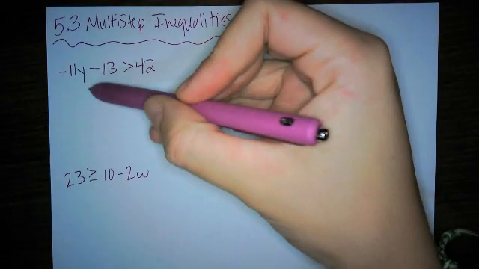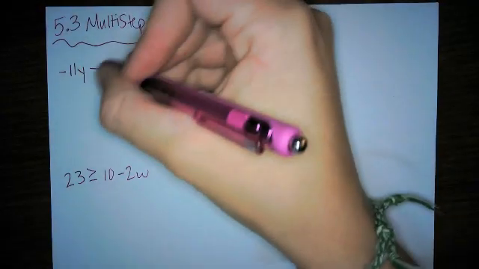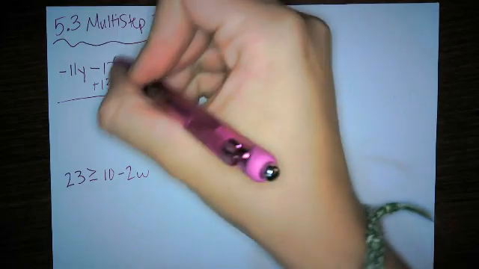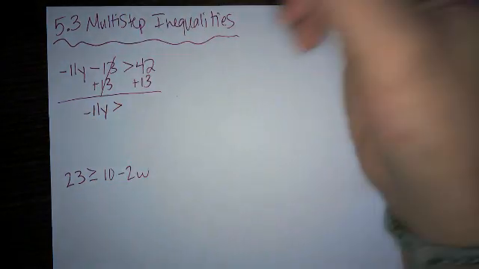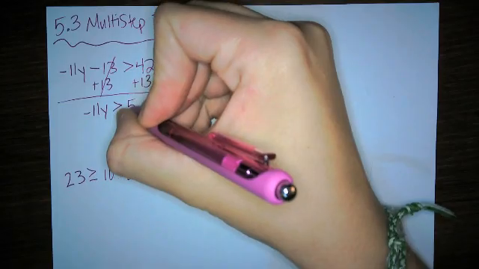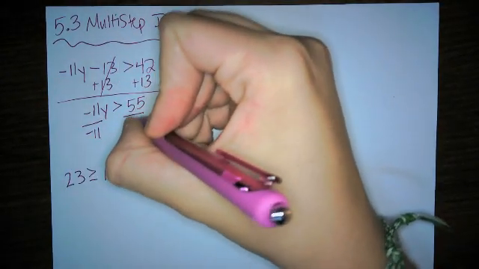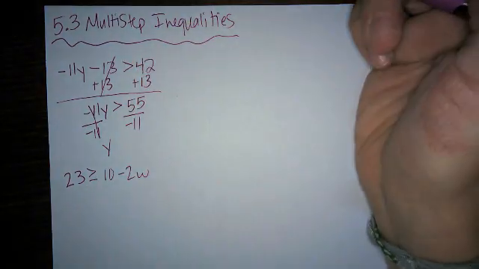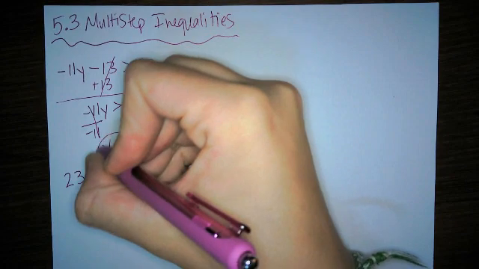Okay, so when solving multi-step inequalities, it's just like solving equations. We want to get our variable by itself. So we would first add 13 to both sides to get rid of that, to give us negative 11y. Since we're only adding, we keep the sign, and this is going to give us 55. I would divide both sides by negative 11 and end up with y. Since I divided both sides by a negative, the sign flips, and I get y is less than negative 5.